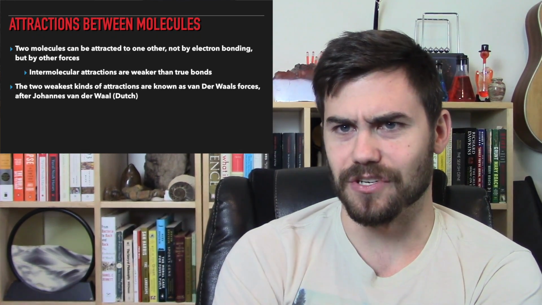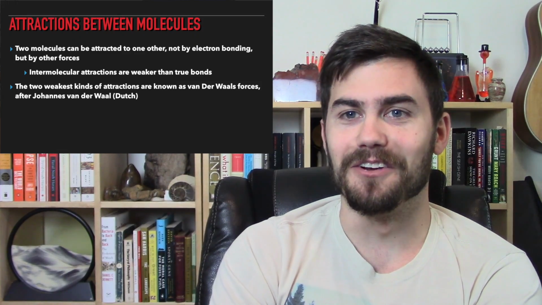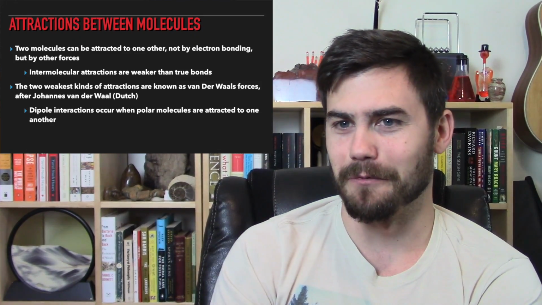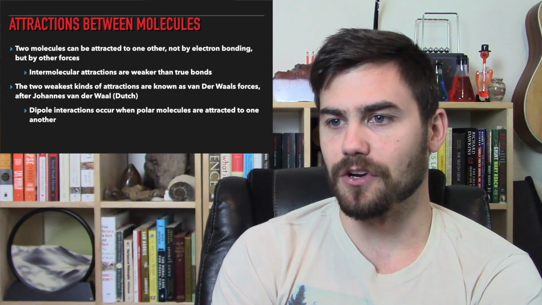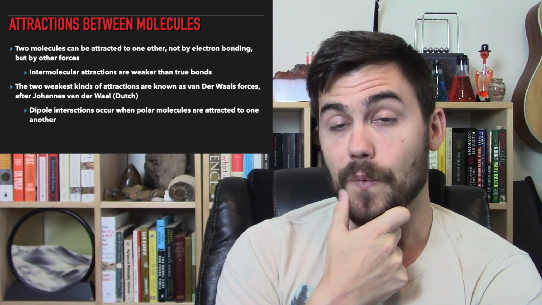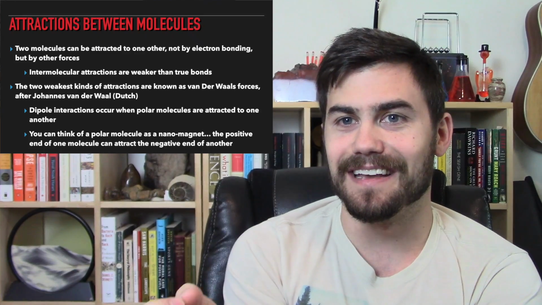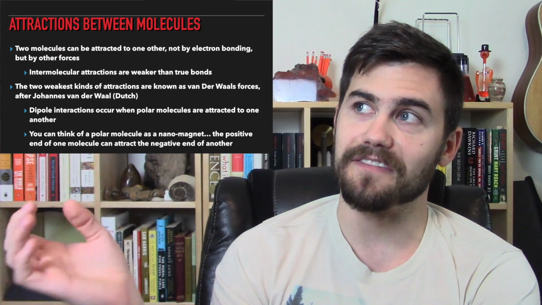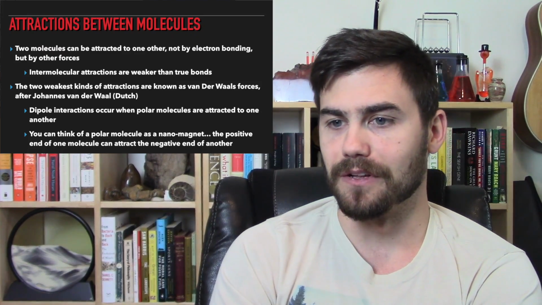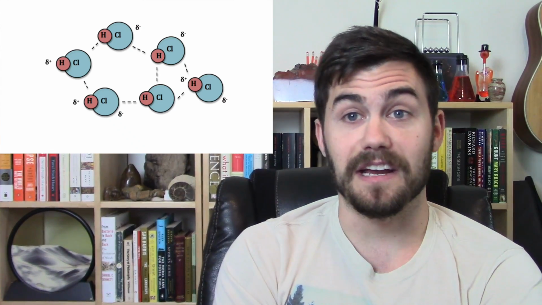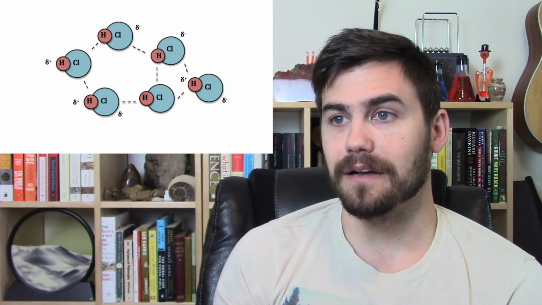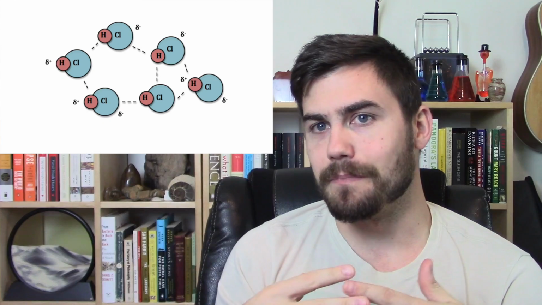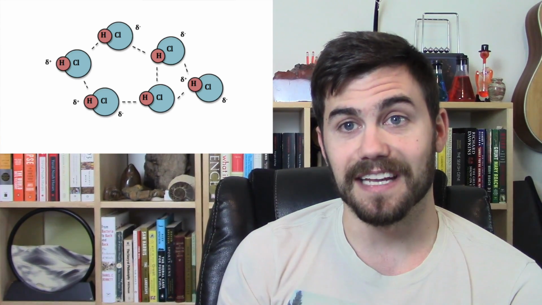The weakest kinds of attractions are known as van der Waals forces, and they're named after a guy named Johannes van der Waal, and I'm probably pronouncing that slightly wrong. But dipole interactions occur when polar molecules are attracted to one another. You can think of them like nanomagnets, tiny little magnets. The positive end of one molecule and the negative end of another molecule hold them together. So this is hydrochloric acid. The hydrogen is positively charged, the chlorine is slightly negatively charged, and so these molecules tend to cluster themselves together for that reason.